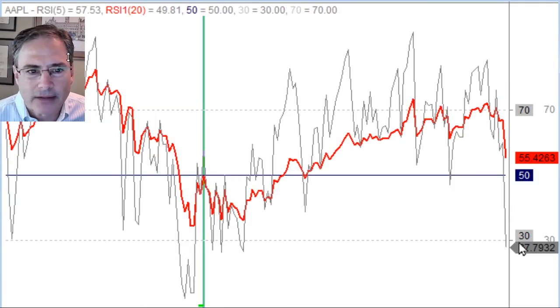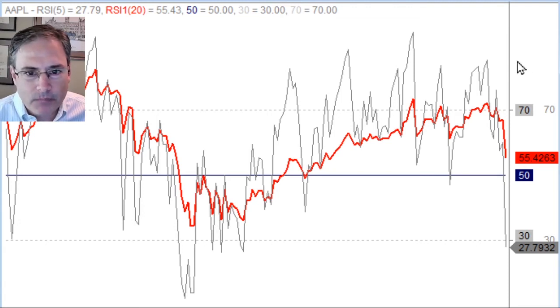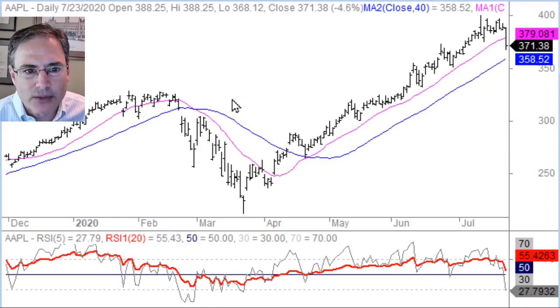So if I go back and just show you what took place here, RSI 20 broke well below the 50 level. Then when it rallied back, RSI 5 got over 50, but RSI 20 could not get over 50. And that was a sell signal. If we look at what price was doing, it was actually the first rally in that bear market, and it led to a really nice signal to the downside.